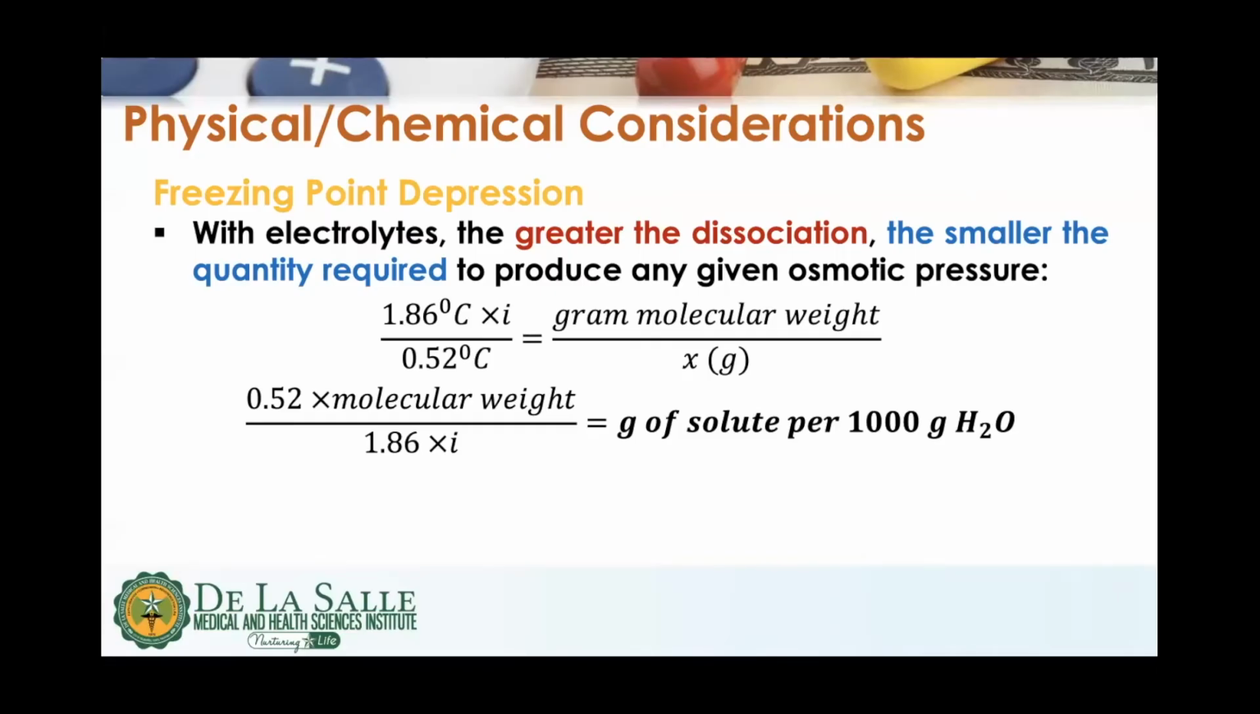With electrolytes, the greater the dissociation, the smaller the quantity required to produce any given colligative property, such as osmotic pressure and, conveniently, as mentioned before, freezing point depression. That is, with the same molar concentration as the non-electrolyte, an electrolyte will have a greater freezing point depression than that of the non-electrolyte. Hence, the dissociation factor is multiplied by the value 1.86 degrees Celsius in this particular formula.